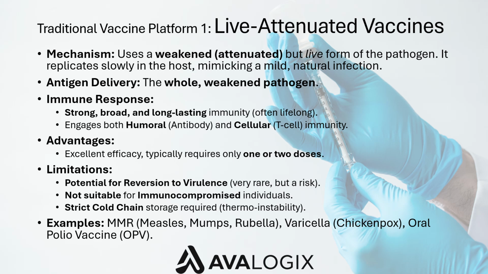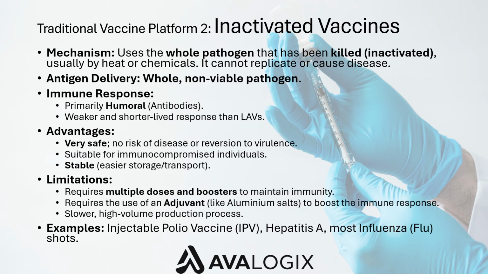Since it's a live organism, there is a remote risk of reversion to virulence, though this is exceptionally rare with modern strains. More importantly, it is contraindicated for immunocompromised patients. Those with suppressed immune systems cannot safely handle even the weakened strain. Finally, live viruses are fragile, requiring a strict cold chain for storage, which presents logistical challenges in warm climates like ours. Moving to the second traditional platform, we have inactivated vaccines.